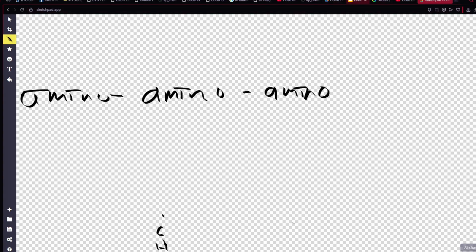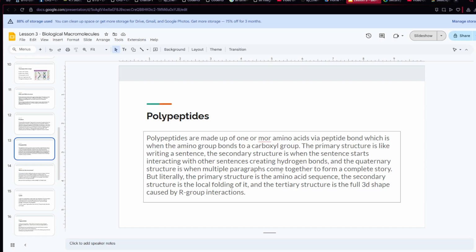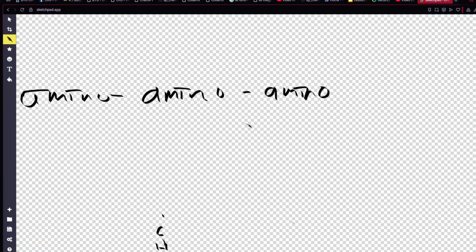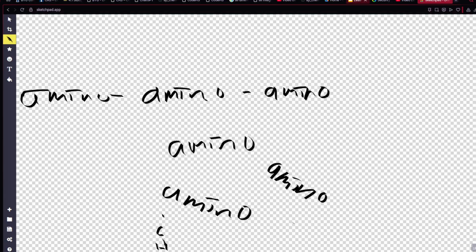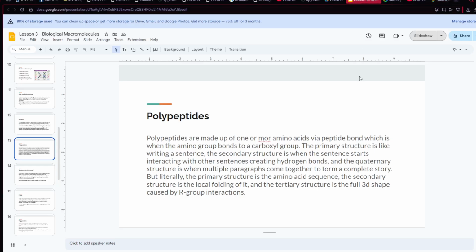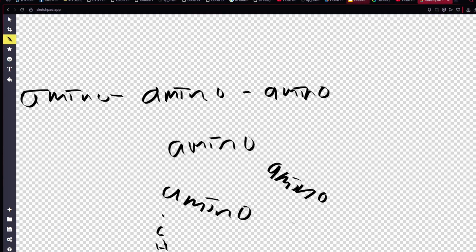Then what happens is the secondary structure is the local folding of it. So what will happen is proteins will bind themselves together using intermolecular forces, which is essentially attractive electrostatic attractions, and they'll bend into certain shapes. But we'll also learn that a little bit later as well. And the tertiary structure is the full 3D structure caused by R group interactions. Remember, the R group is the side chain.